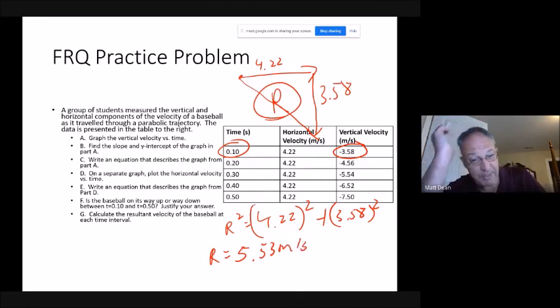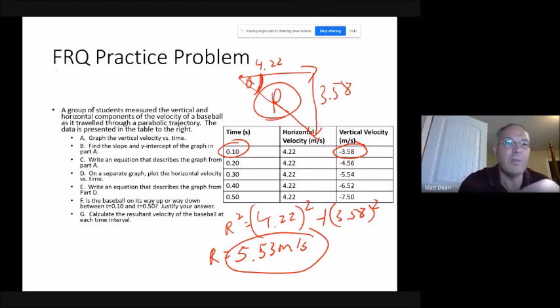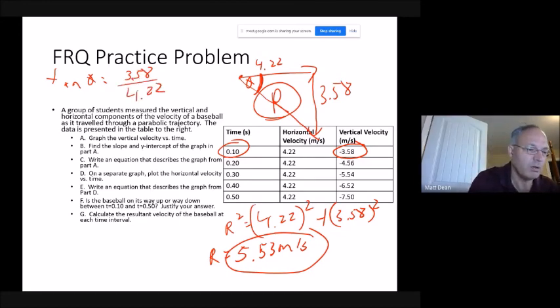Now, a lot of you are going to stop and say, hey, I'm done. This is the resultant speed at that point. It's not a velocity because it doesn't have a direction. This is the magnitude. We also need a direction. And remember, the direction we want is the angle between our horizontal and our resultant. So that angle, call it theta. Solve for that angle by using tangent. So tangent of theta equals opposite 3.58 over adjacent 4.22. So let's go 3.58 divided by 4.22. Take the inverse tangent to get 40.3 degrees.